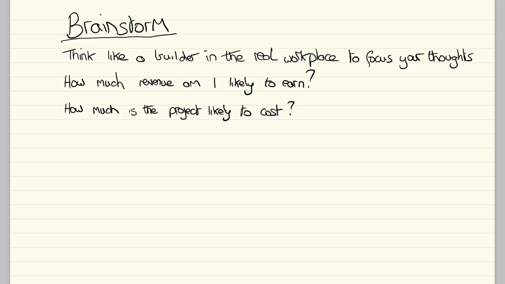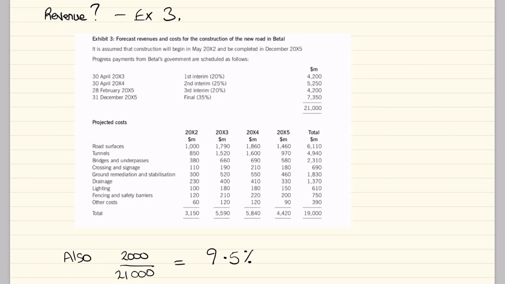So from the information we have in the scenario, what can that tell us about how much revenue we can earn? Well, Exhibit 3, you will have noticed, gives quite a lot of figures, and we can work out here that we are likely to receive 21,000 and it's going to cost us 19,000, so we're going to make a margin of 9.5%.